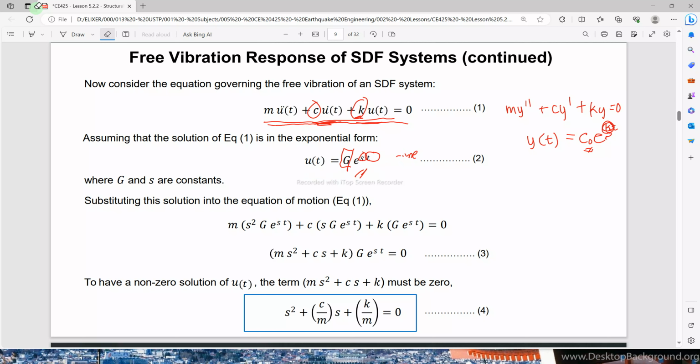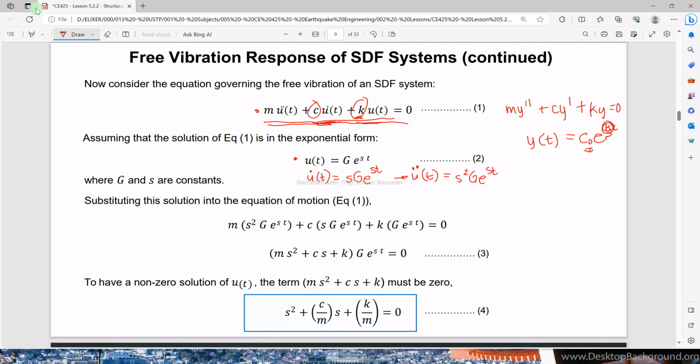So if we apply this one to this equation, so if we take u dot of t, or the first derivative, that will become s G e to the s t, and then the double prime, or u double dot of t, is s squared G e to the s t.